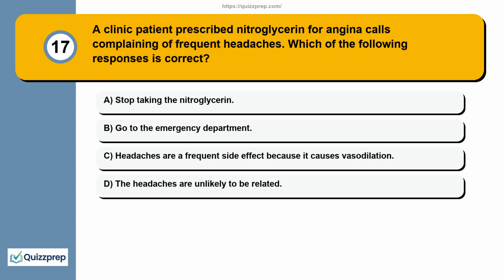Question 17. A clinic patient prescribed nitroglycerin for angina calls complaining of frequent headaches. Which of the following responses is correct? Stop taking the nitroglycerin. Go to the emergency department. Headaches are a frequent side effect because it causes vasodilation. The headaches are unlikely to be related.